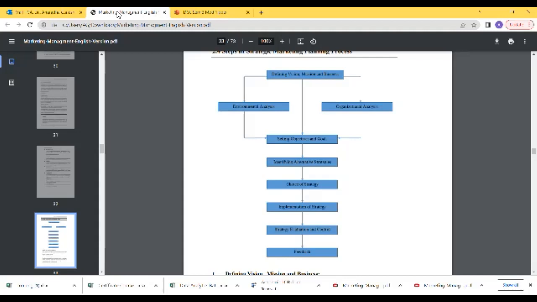Similarly, the second alternative can be to give a lot of discounts to the customers, thereby luring them to buy the product. The third alternative can be to increase the promotional expenses, thereby going for a very aggressive marketing campaign and trying to sell more products to the consumers. Now, these are the different alternative strategies.